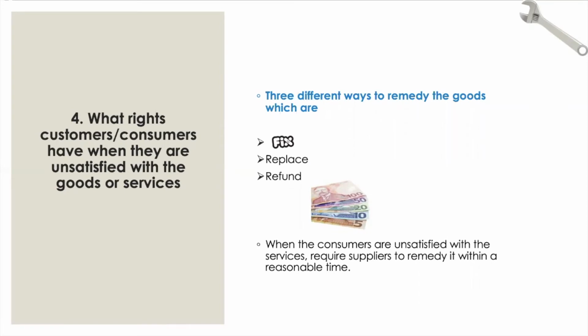When the consumer is unsatisfied with suppliers, such as with goods, they can require suppliers to remedy it within a reasonable time. And if suppliers do not succeed in time, the consumers can have the failure remedied, and the suppliers need to cover all reasonable cost. All consumers can cancel the contract. For suppliers, refer to Section 35 and Section 37 of the CGA.